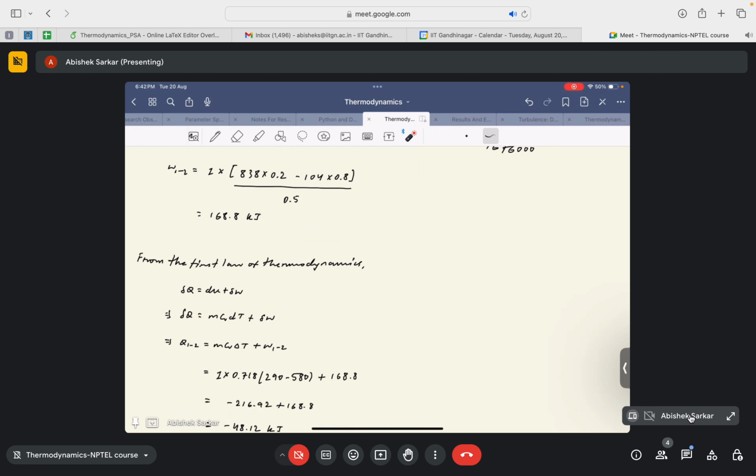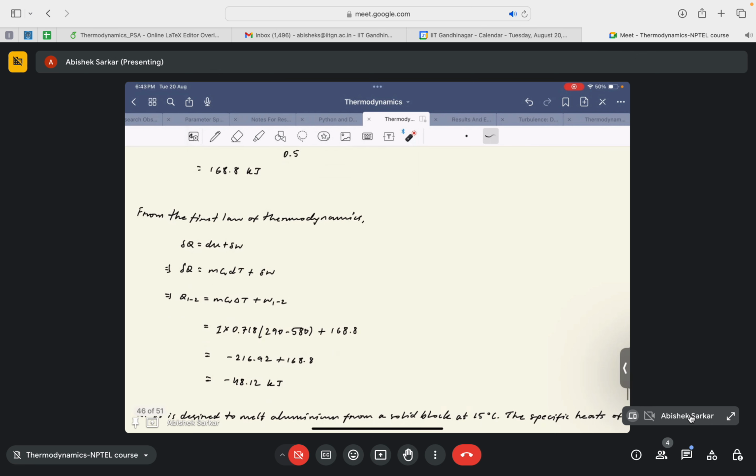So don't get confused that we are using cv, it does not mean it is a constant volume process. Only for an ideal gas can we write the change in internal energy as m cv dT. Or we can write dU as m cv dT for a real gas if it is a constant volume process. These are the key terms that you need to recall so that you don't get confused by the substitutions.